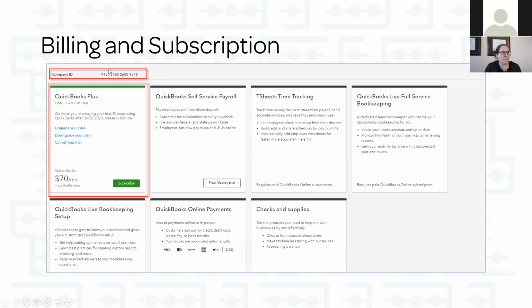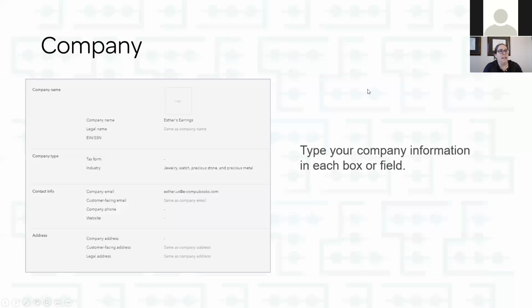You would have your company ID here, which is important if you ever call tech support. But then you can say, okay, this is how you determine what version you're using. So this would say Plus, Simple Start, Essentials, Advanced. Okay, one of the 4 options. Then if you wanted to use it with payroll, you would use it here. This is an old slide actually, so T-Sheets is now renamed to be QuickBooks Time.